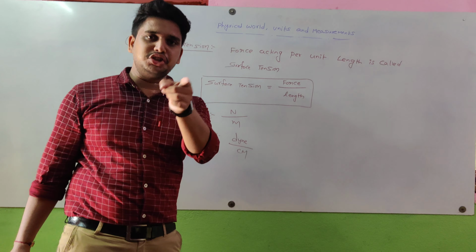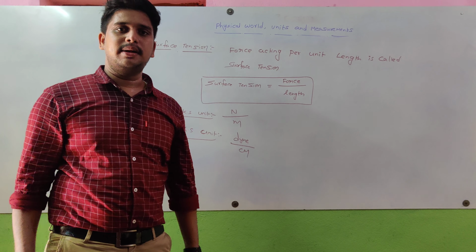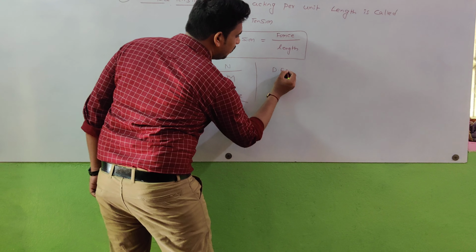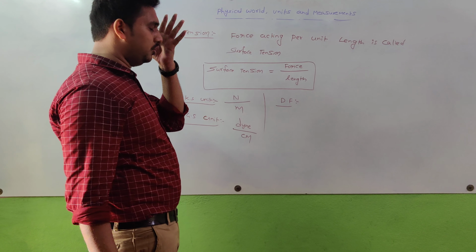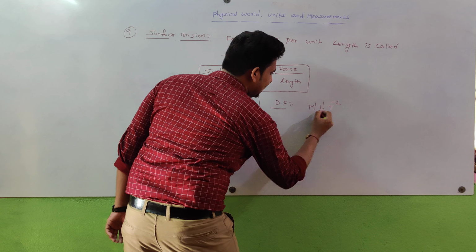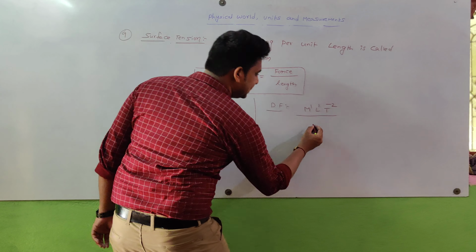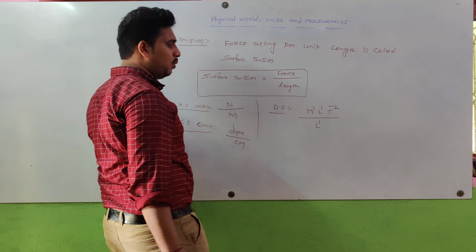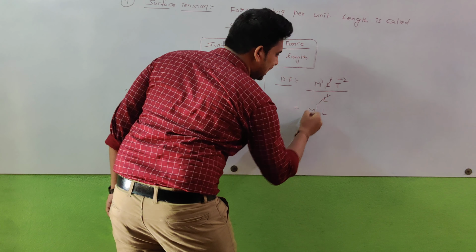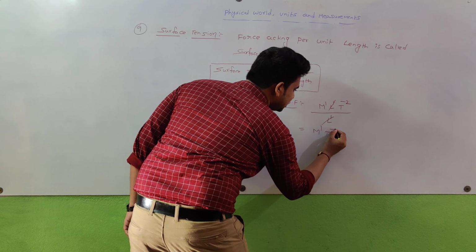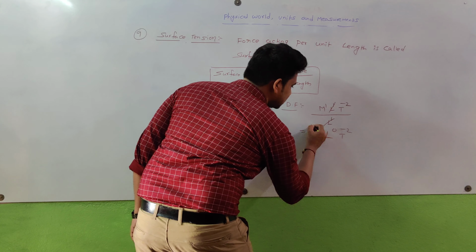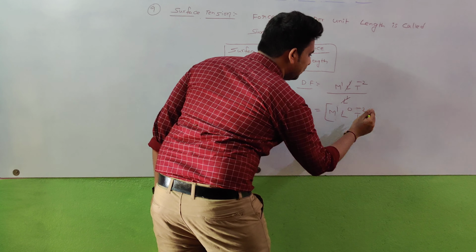Whenever you know the unit, it is easy to write the dimensional formula. So what is the dimensional formula here? You already know the force dimensional formula. What is it? M power 1, L power 1, T power minus 2, divided by length, which is measured in meters, that means L power 1. So L is cancelled: M power 1, L power 0, T power minus 2.